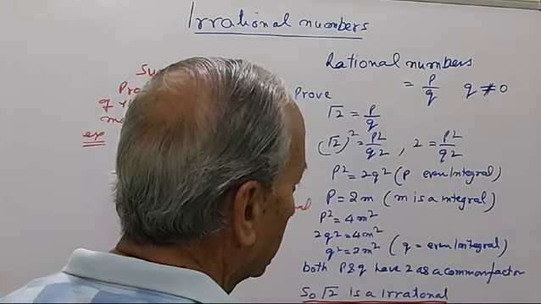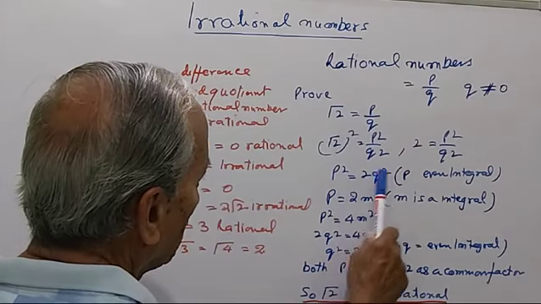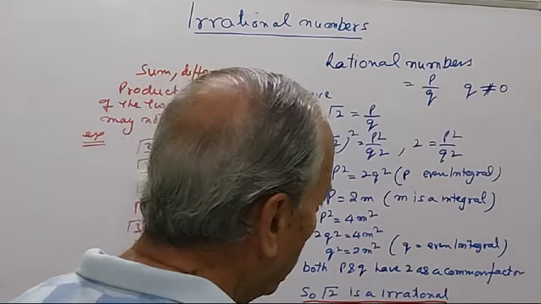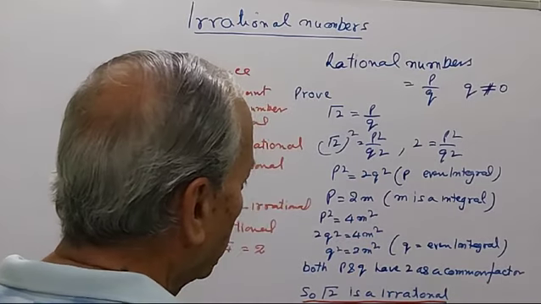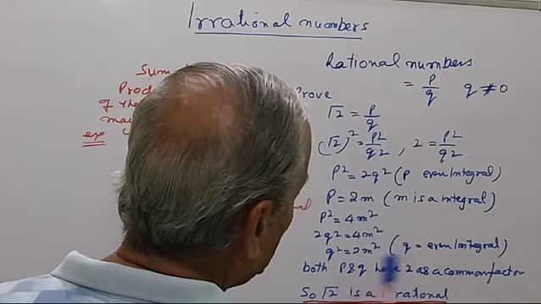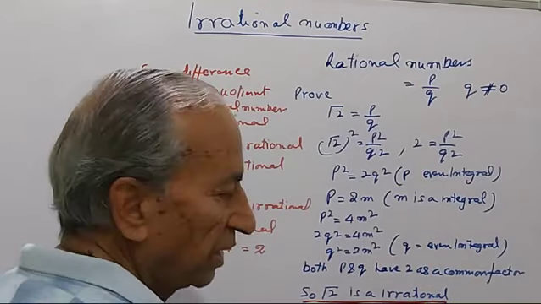is again an even integer. Now we see in both the equations, p square equals 2q square and q square equals 2m square, 2 is a common factor, and we know that these are integers. So we can say by the contradiction method, root 2 is an irrational number.